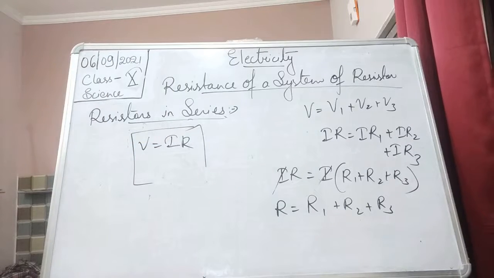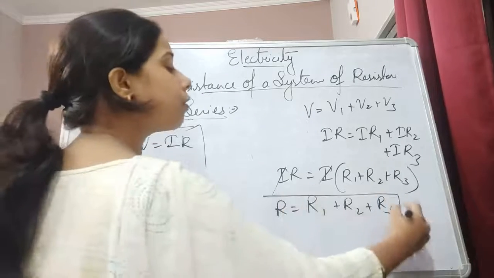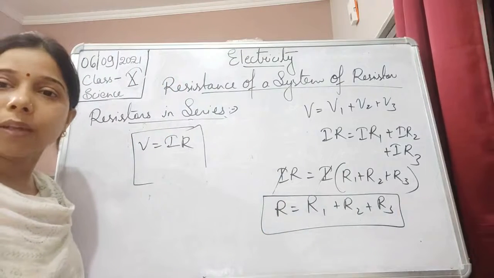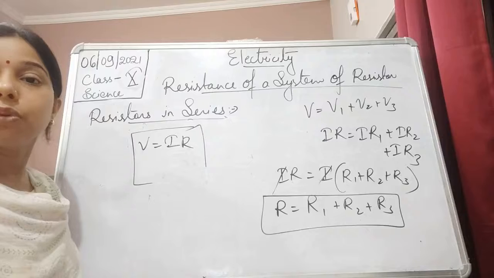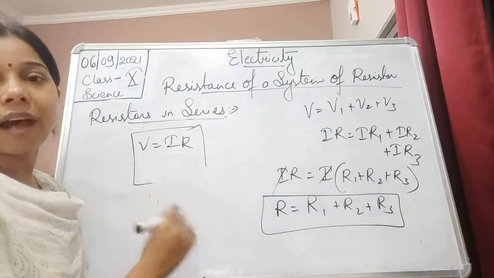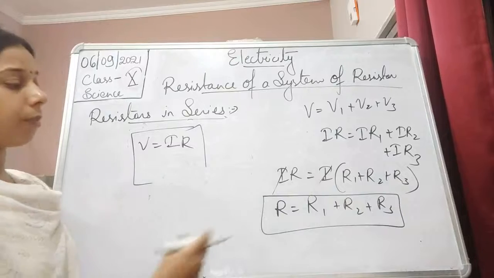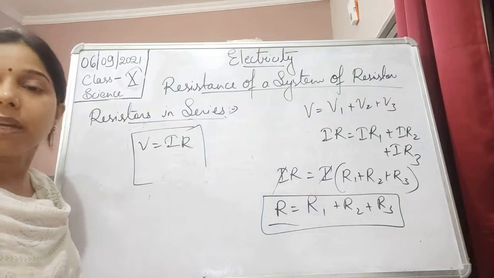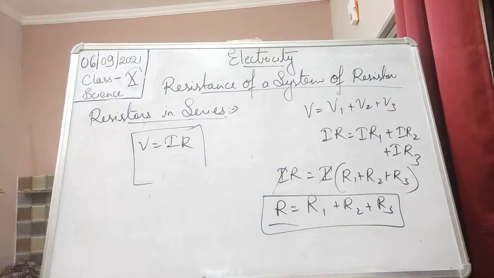Okay, so if you have arranged several resistors in an electric circuit in series and you want to calculate the total resistance, we can calculate it by simply adding all the values of the resistors, by which we will get the value of the total resistance of the given circuit.